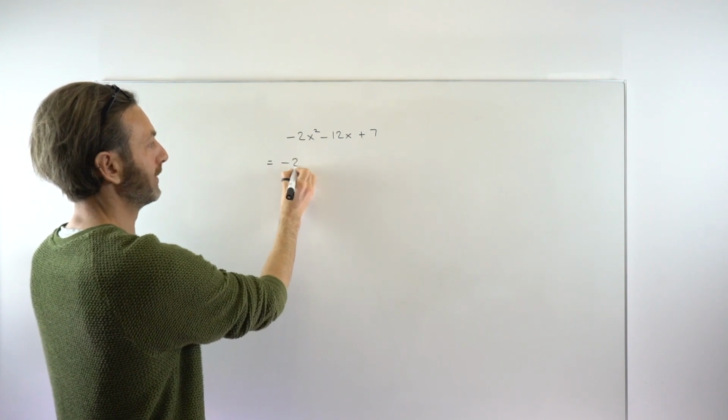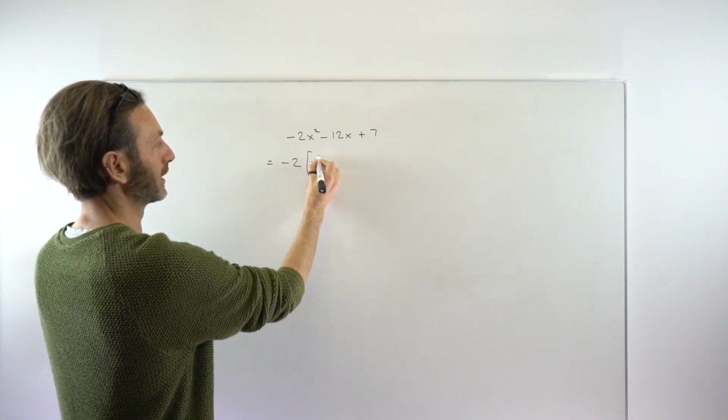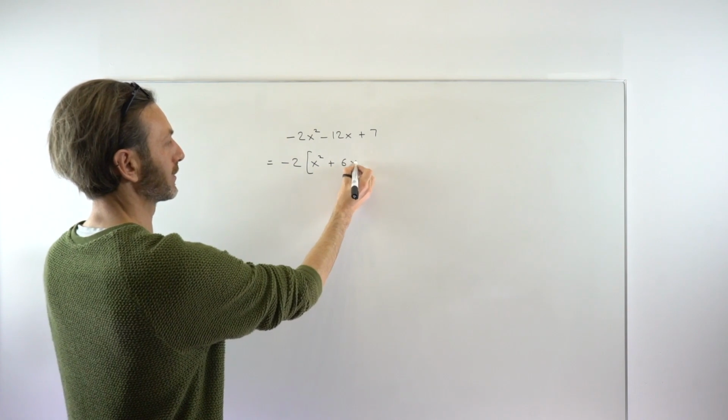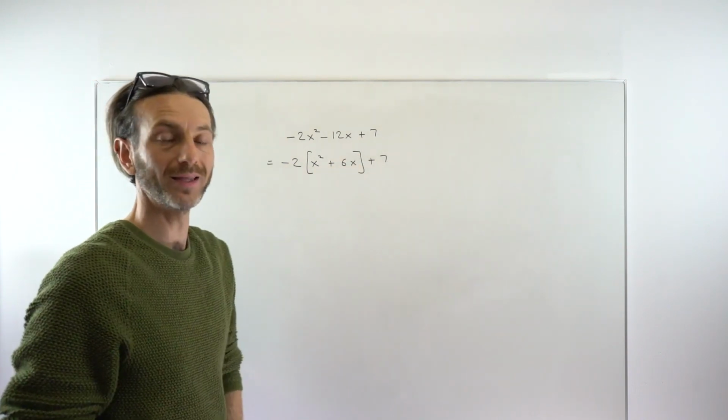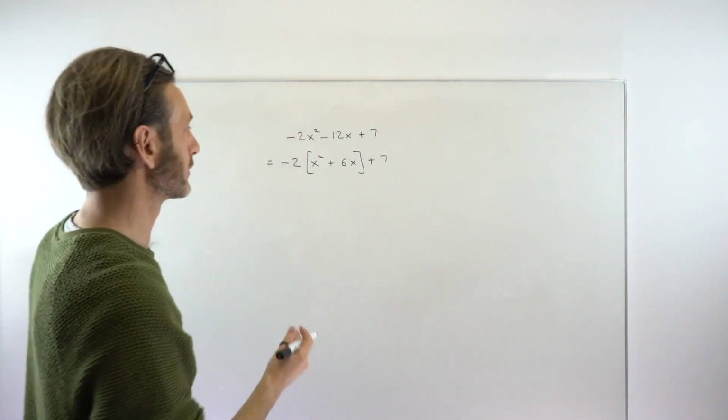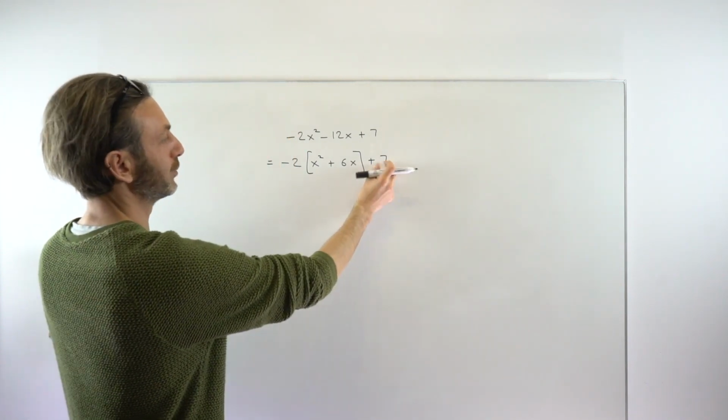So we're going to go -2 like this. That means we need an x squared and a positive 6x in the bracket. This is not the only way to get the answer to this question. There's different methods, but this is the most standard method, I would say. So you don't need to pull that into the bracket.